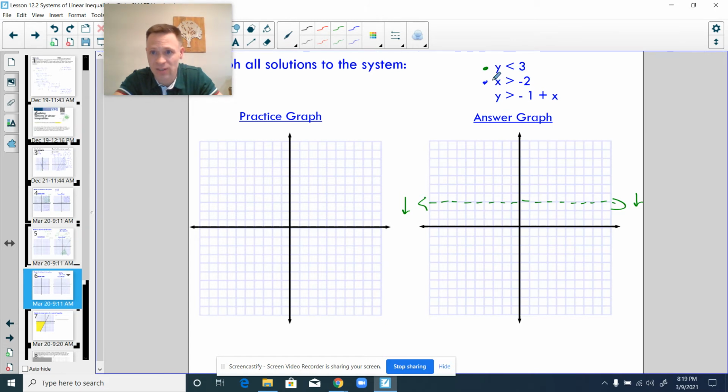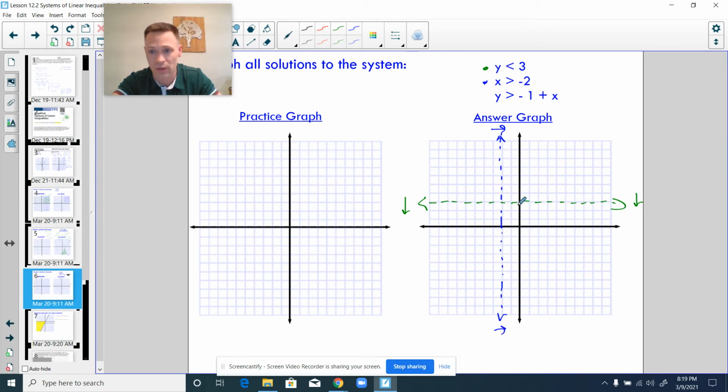Okay, now x is greater than negative 2. So if we have that form of x equals a number, again, it's greater than, that's okay. And it goes through negative 2. So negative 2 on the x-axis is right there. So this is also a dashed line. So I'm going to try to dash this. And this is x is greater than -2. So that means the x values that are greater than -2 are on the right-hand side. So I'm going to be shading here.